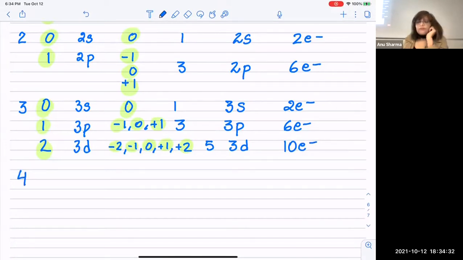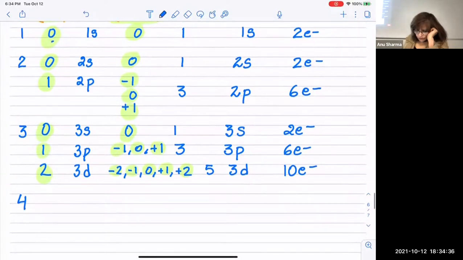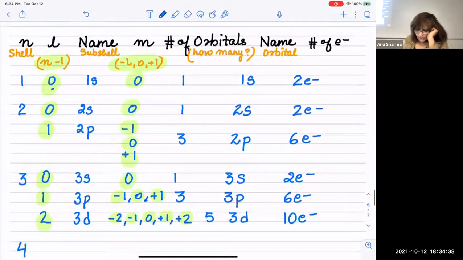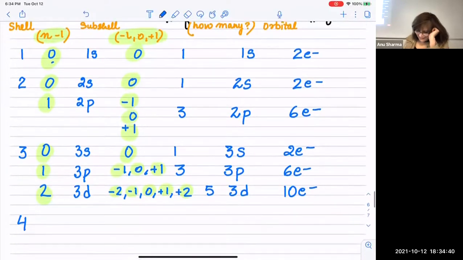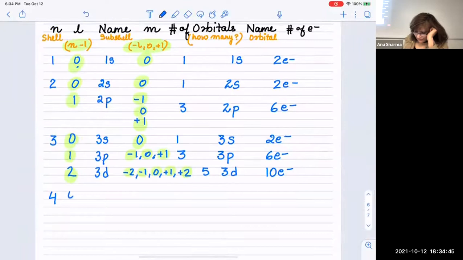Okay, now let's do 4 also. So what should I put now? Now you get to see a pattern. So what should I put here for L? 0, 1, 2, and 3. Very good. So the names are 4s, 4p, 4d, and 4f.